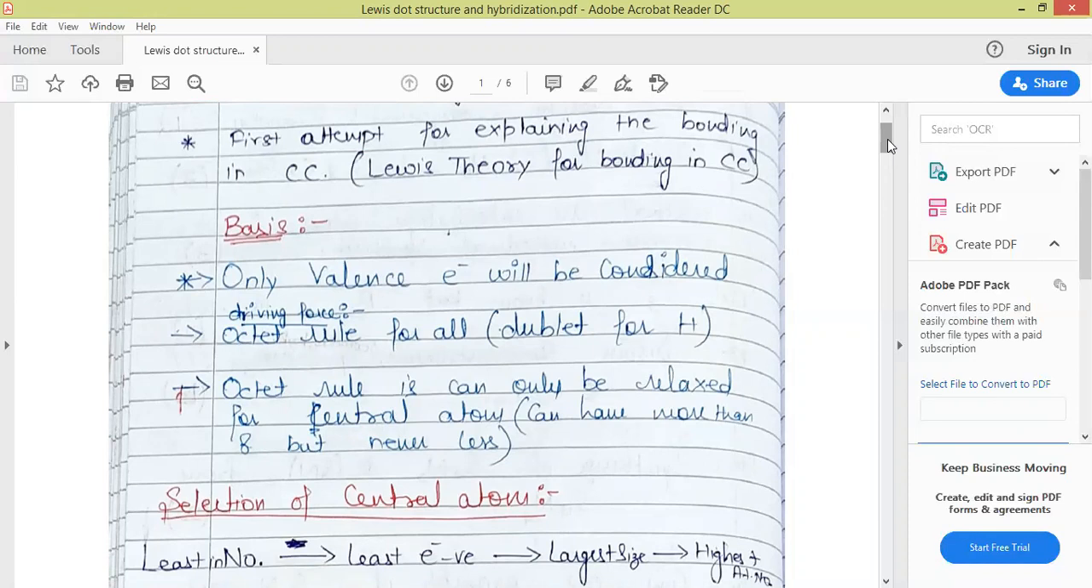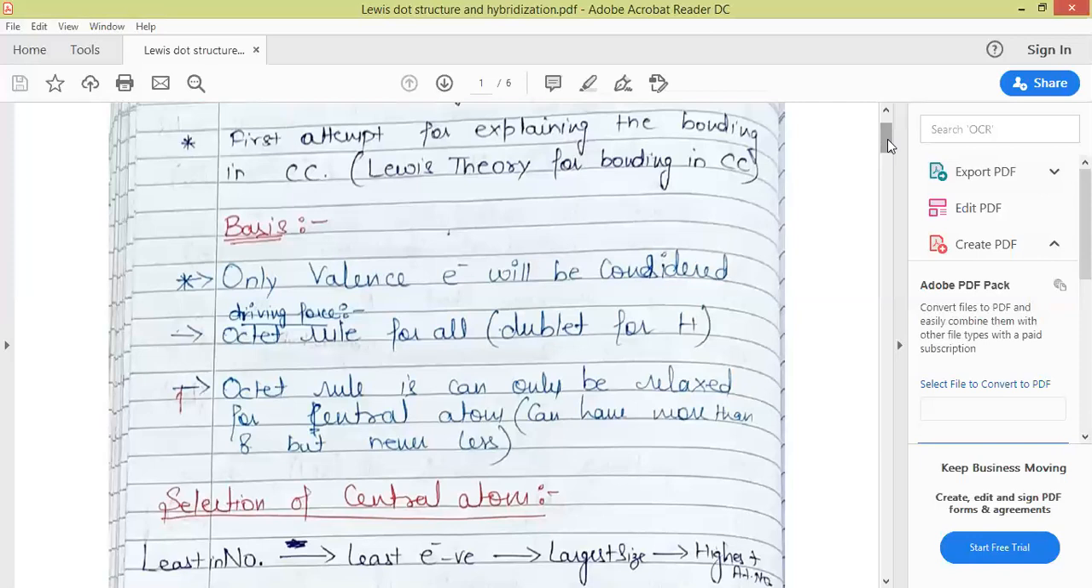It was later realized that the octet rule is actually valid only for the corner atoms. The central atom, which is the atom present at the center of the molecule, can break this octet rule to have maximum covalency, as achieving maximum covalency is more favorable for the central element. In that case, it can break the octet rule.